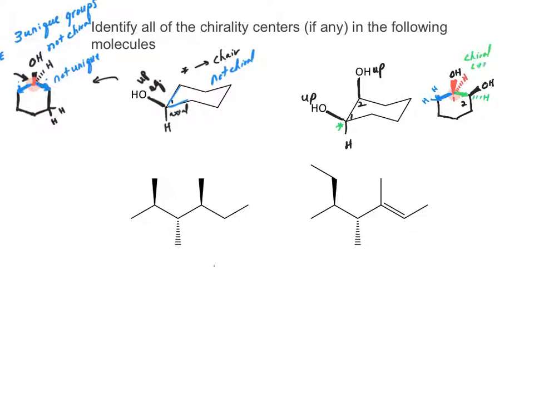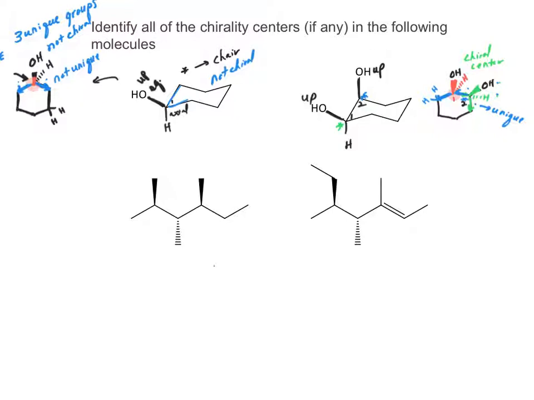Because of that, these are two unique groups. So yes, this one is a chiral center. And same thing for carbon 2, right? We've got our OH, we've got our hydrogen, this is 1, 2. This path is different than this path, right? So because those paths are different, these are unique groups. And so we get 1, 2, 3, 4 unique groups. So again, this is a chiral center as well. Okay, so you get two different chiral centers in that molecule.